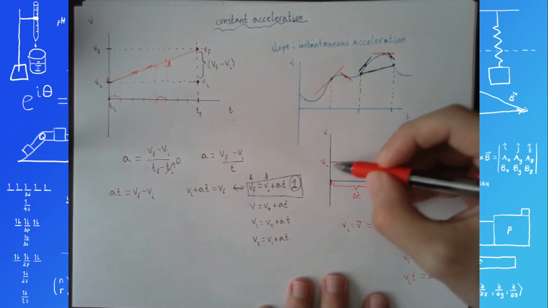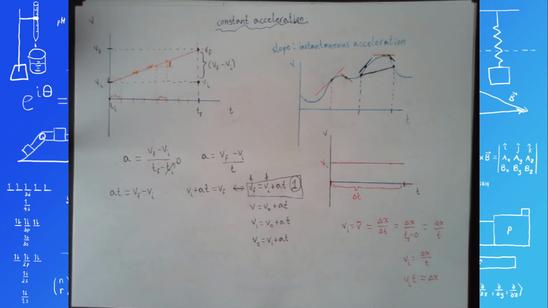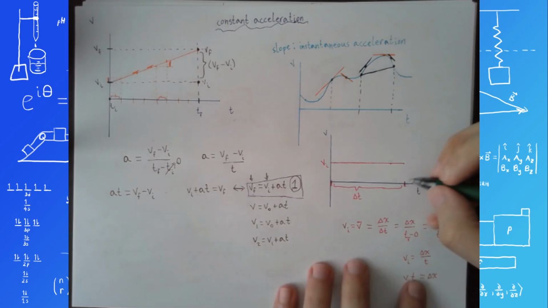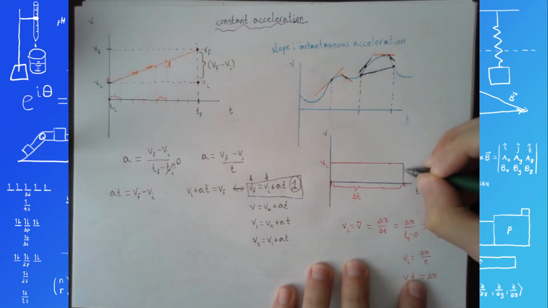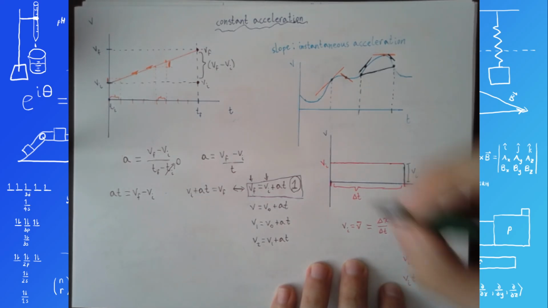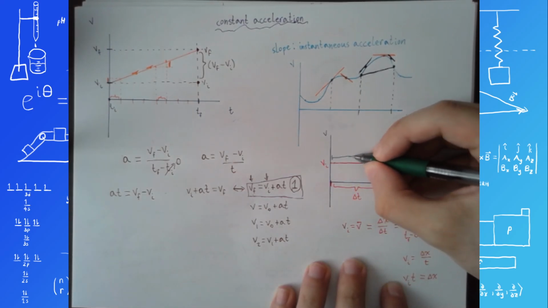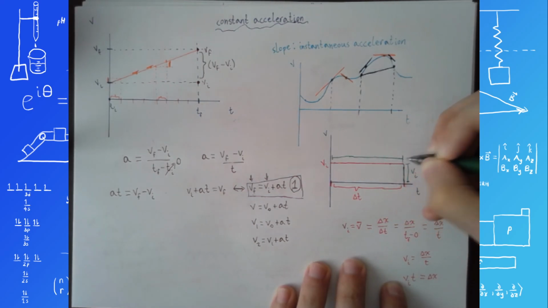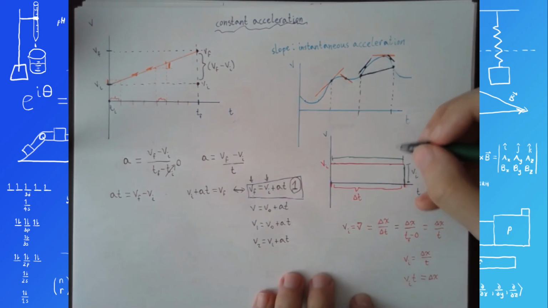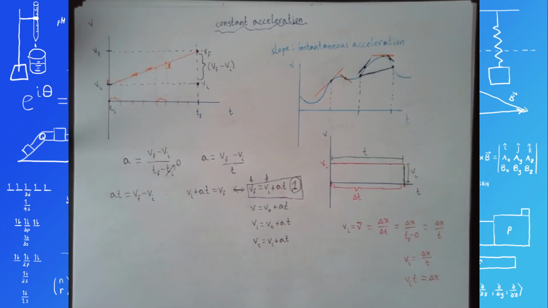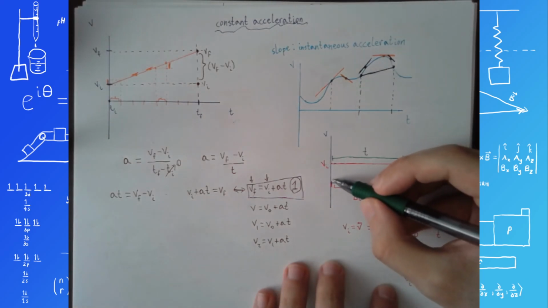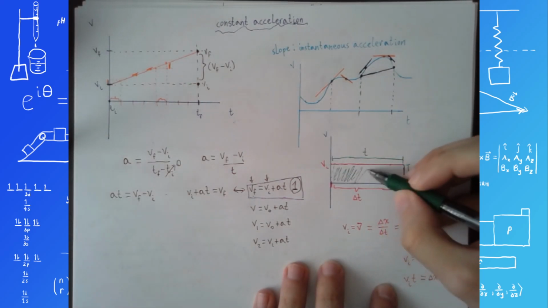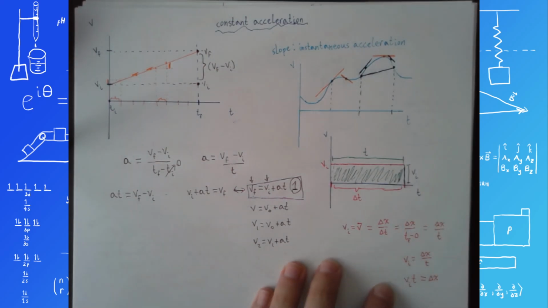Okay, but let's take a look at the graph and see what else v initial times t is equal to. V initial is basically the height of this rectangle. If I were to draw a line here, this height is equal to v initial, and this width is equal to delta t, or just t as we called it. So area under a velocity versus time graph appears to give us displacement.